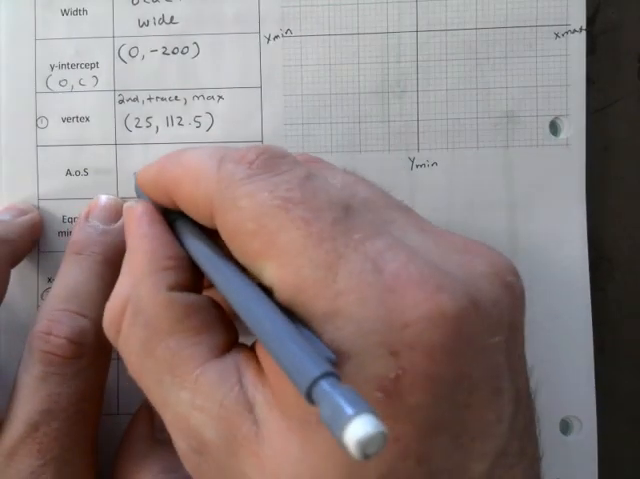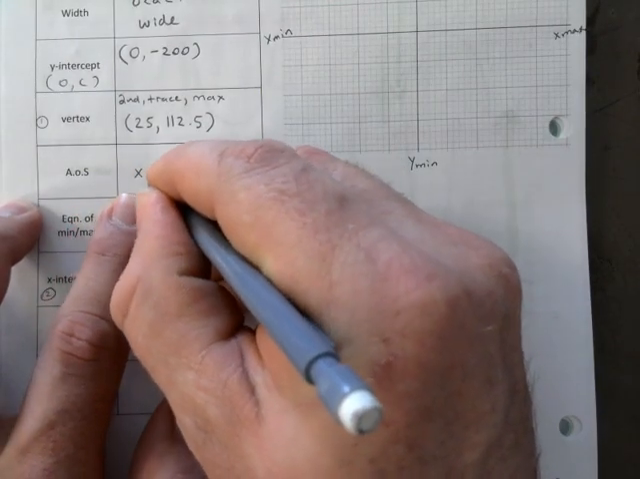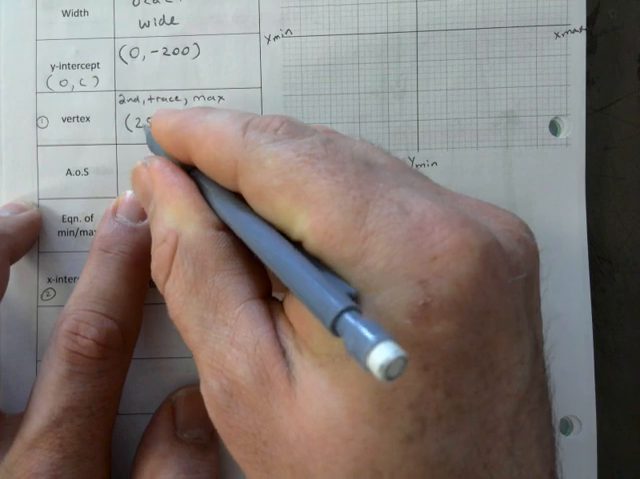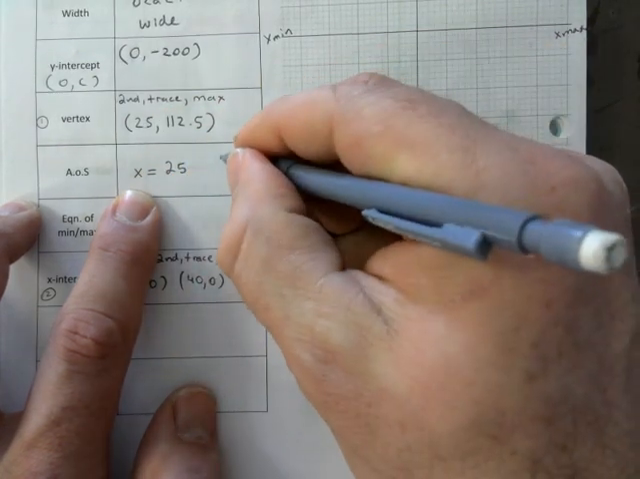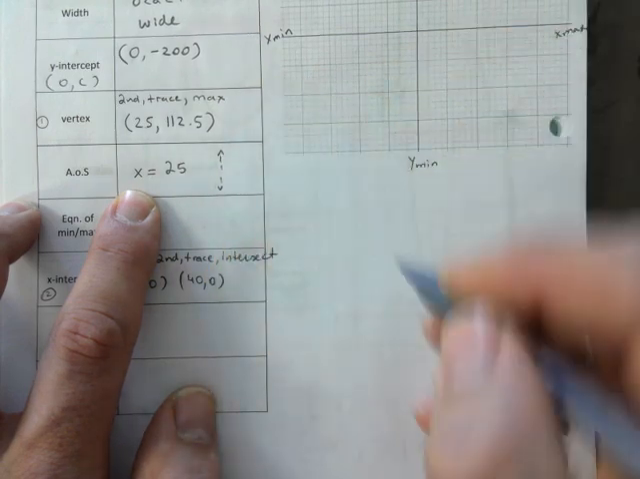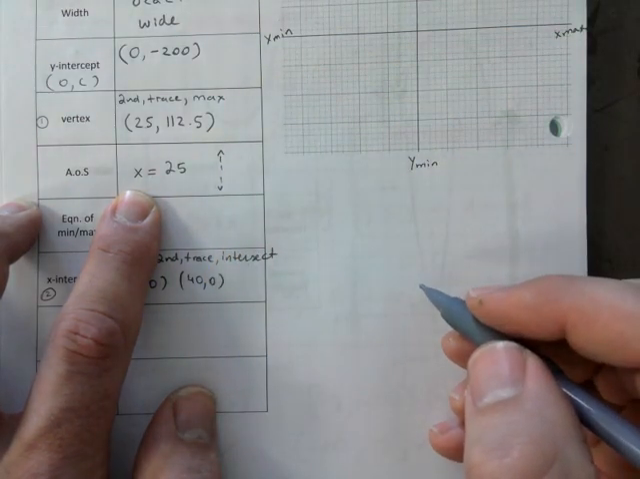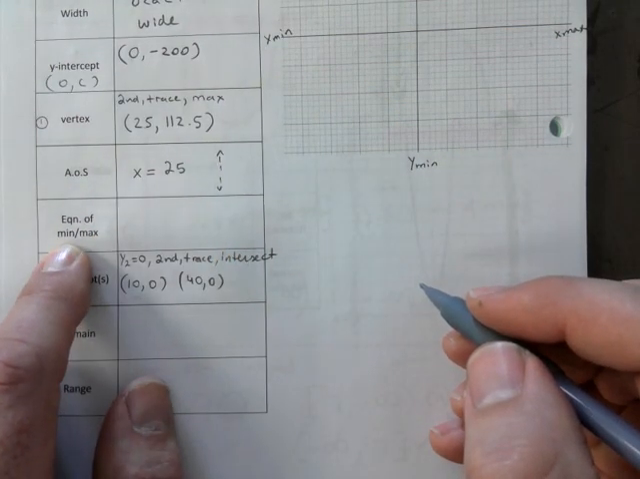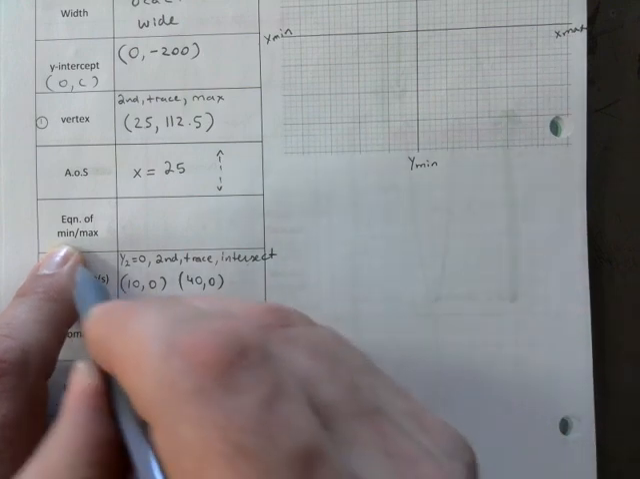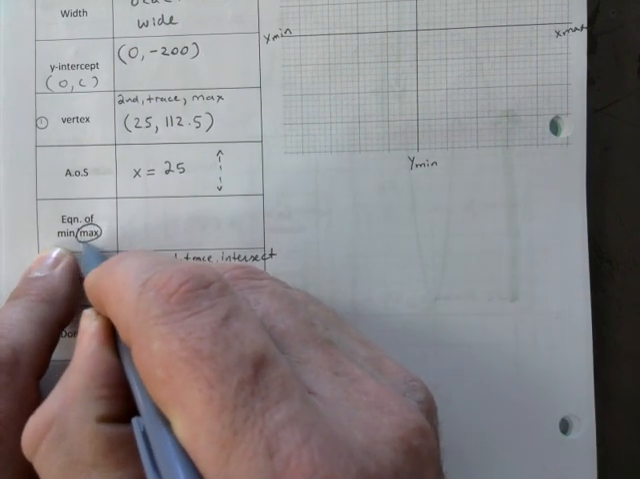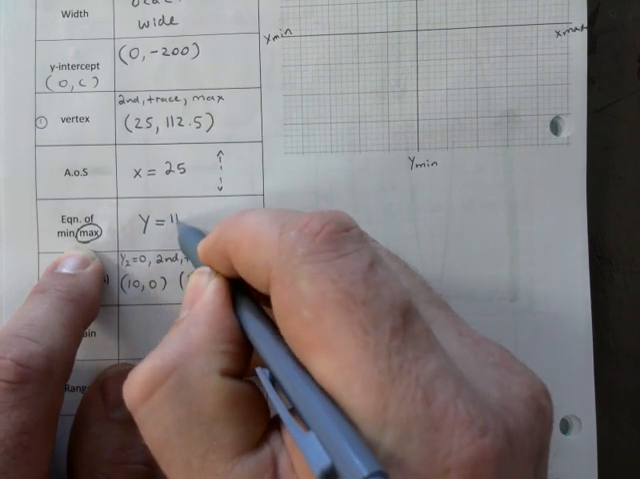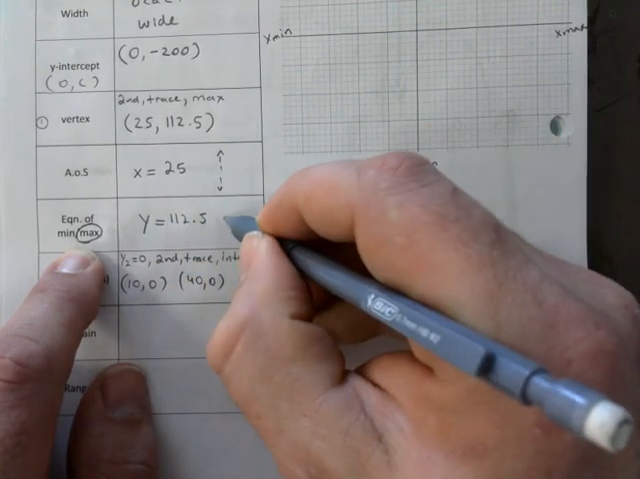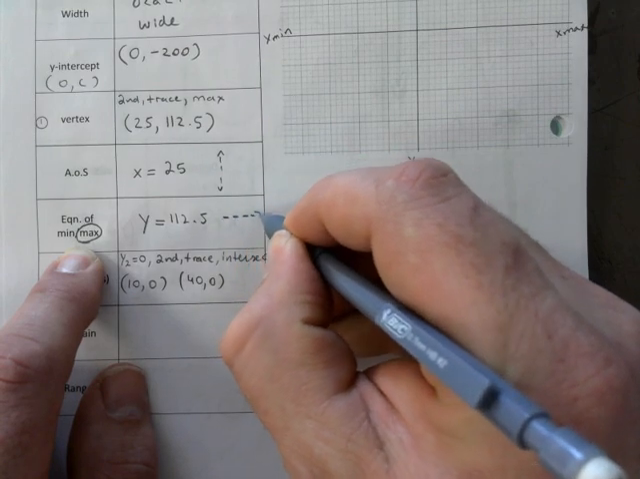Let's finish the rest of this here. What's the axis of symmetry? It's an equation, right? And it is the X value of the vertex. It's a vertical line that cuts it in half. Is it the equation of min or max? It can't be both. It's either or. In this case, it's a max, right? That'd be y is equal to 112.5. That's a horizontal line like this.